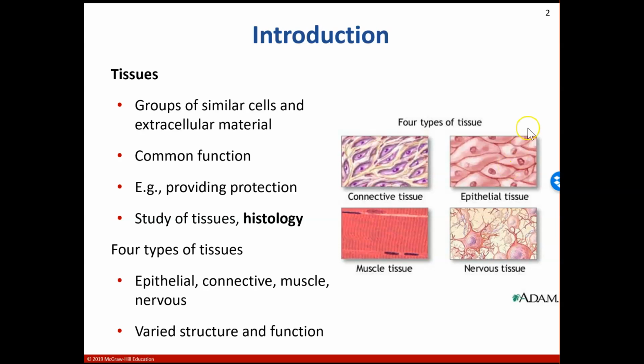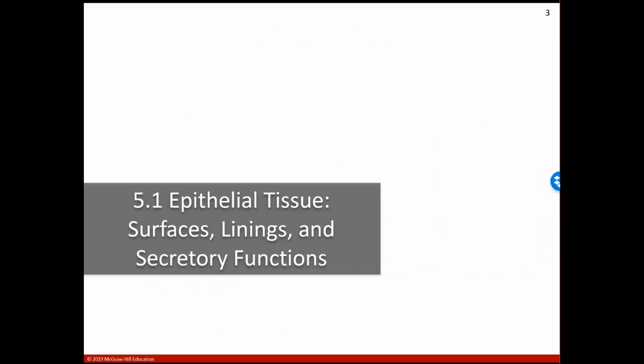And the most basic information we have to know is that the principal four types of tissues are your epithelial tissue, connective tissue, muscle tissue, and nervous tissue. And they're going to be varied based on their structure and function. So we'll start off with section 5.1 on epithelial tissue. We'll talk about surfaces, linings, and secretory functions. Now this section is going to be a little bit more lengthy because we do have a lot of different types of epithelial tissue, but it is very organized. So follow the organization that is naturally set up and you will do just fine.